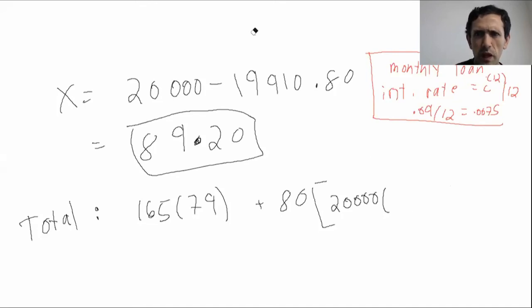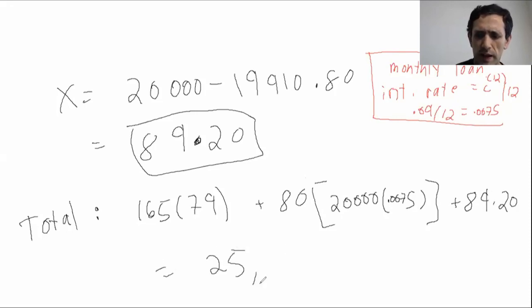at the end of each year, 0.0075. So this is going to be, well, whatever. I don't have it in a calculator, but I think it's going to be 1,500, this whole thing here. But anyway, whatever is in the brackets, times it by 80, and you have that final 89.20 payment, for a total of 25,124.20.